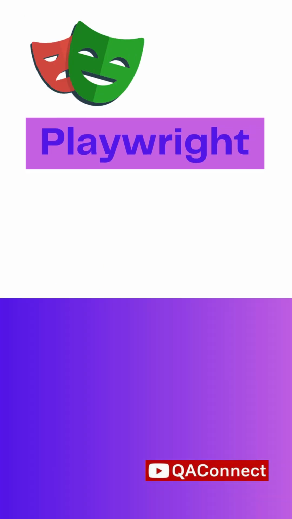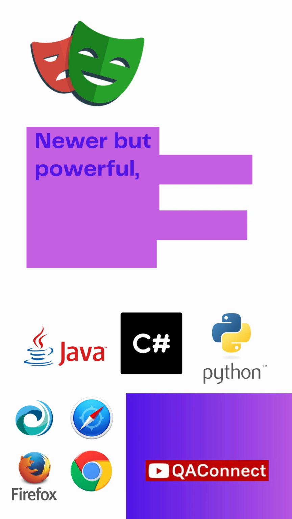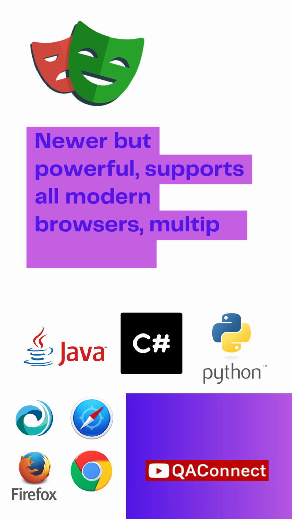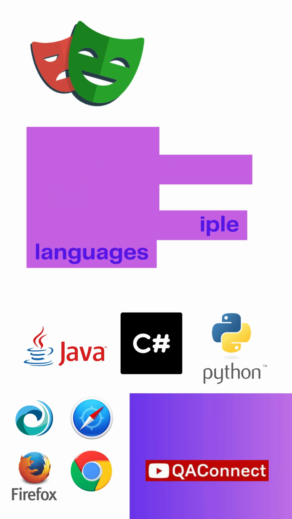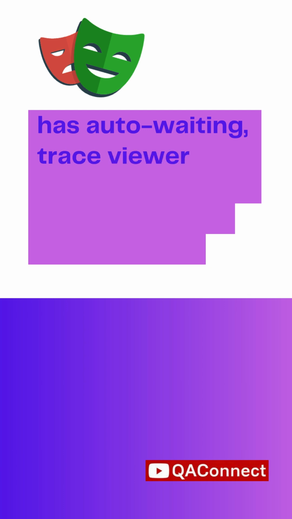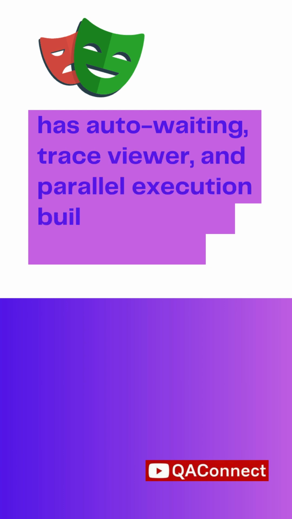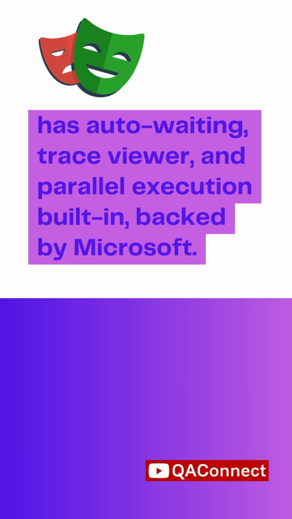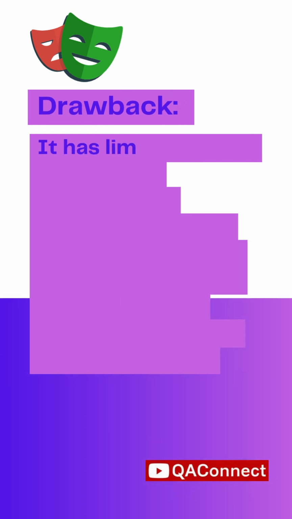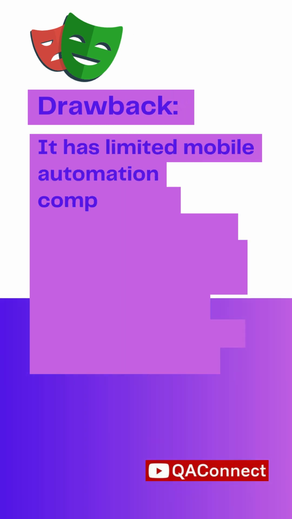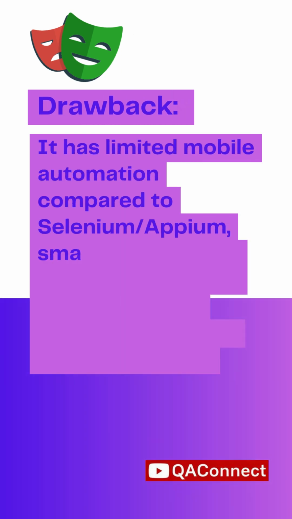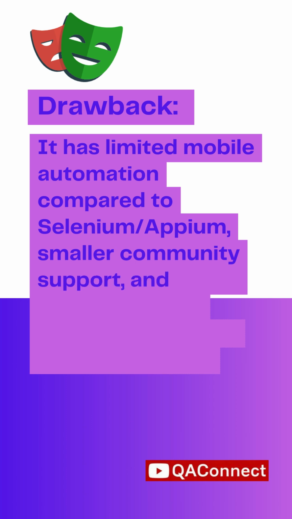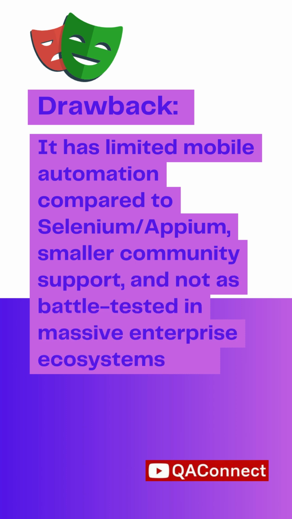Now let's talk about Playwright. Playwright is newer but powerful, supports all modern browsers out of the box, has auto-waiting, trace viewer and parallel execution built in. Backed by Microsoft, it's growing rapidly in adoption. So what's the drawback? It has limited mobile automation compared to Selenium Appium, smaller community support, and not as battle tested in massive enterprise ecosystems yet.